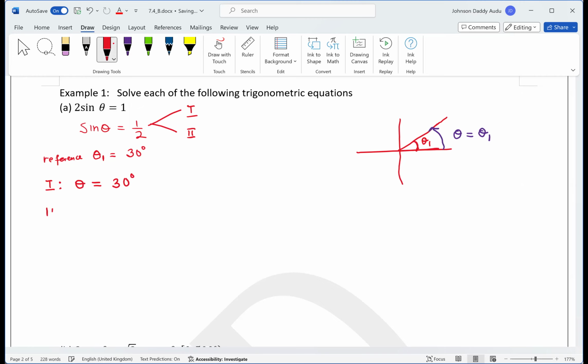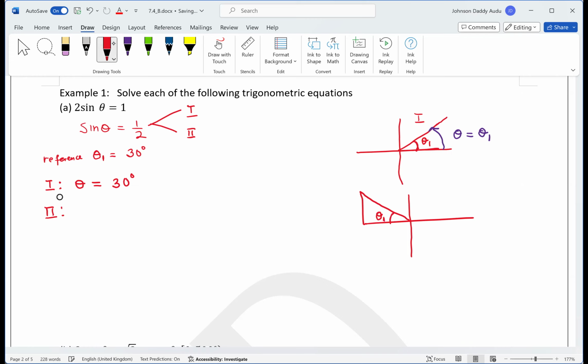Then let's go to the second quadrant. Remember, this is for quadrant 1. For the second quadrant, what will happen is this. Let me just write here. It means our reference angle is this one. So what is the reference angle? The reference angle is going to be the angle between the x-axis, whether negative or positive, right?